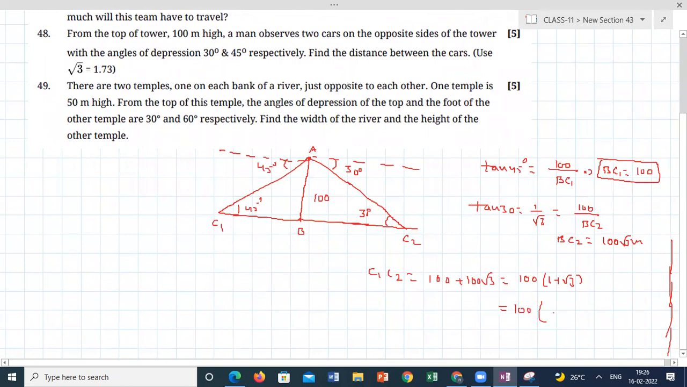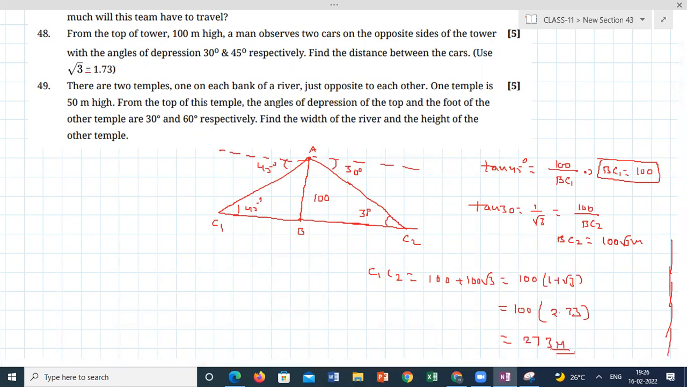100 of 2.73. So what is the answer? Root 3 is equal to 1.73. The answer is, the distance between the two cars is 273 meters. Agree? Does anyone have any doubt in this? Students, please respond. Is it clear?